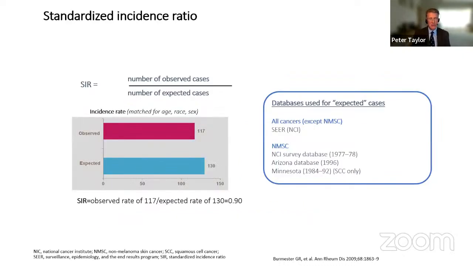Another measure that might be used, for example, if we look at malignancy rates, is to look at the observed number of cases and then to divide that by the expected number of cases. So, for example, if we're looking at melanoma skin cancer, we might look at the observed number of cancers in a JAK inhibitor trial and then divide that by the expected number in a rheumatoid population based on a huge national database. Or it might be compared to an otherwise healthy population.